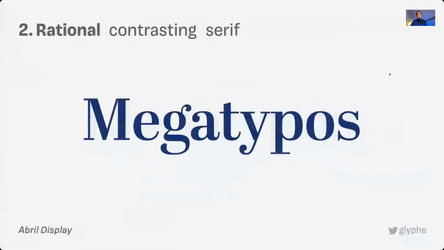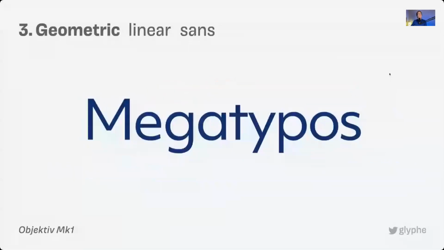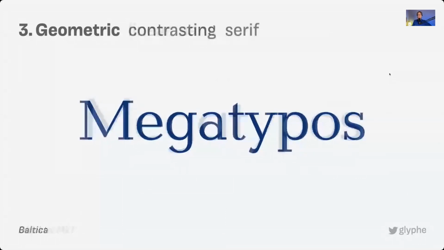And now going to the geometrics: geometric, linear, and sans. And this is very, very common. Geometric, linear, sans. Serif is rare, but the other thing there is when you add something like more contrast and serifs, you get something like this. Baltica would be a typeface. This is a rare combination.